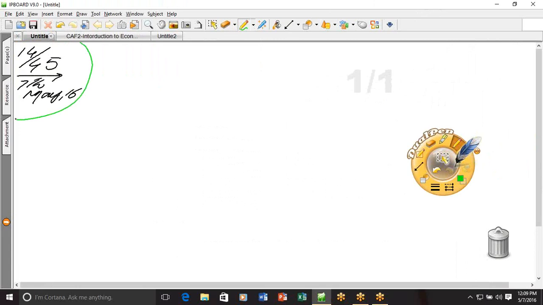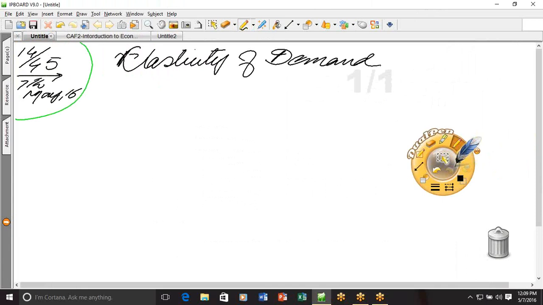Now we have to start the most important part of the demand and supply, that is elasticity of demand. Then we will proceed to elasticity of supply. First of all, we have to clear the concept of elasticity of demand.